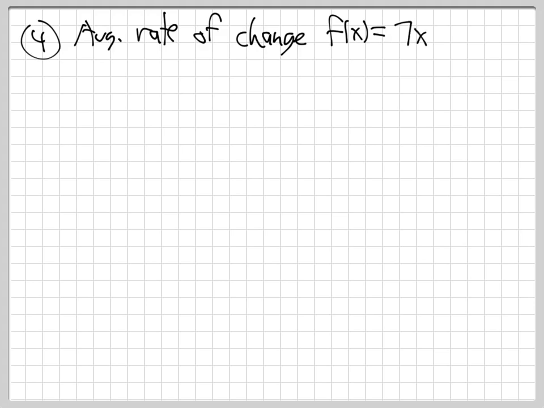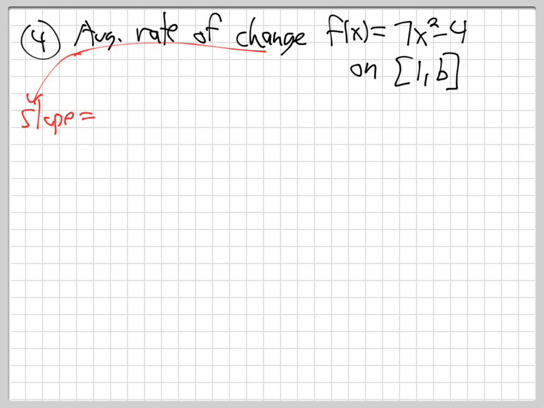Number 4 says again, average rate of change for the function f of x equals 7x squared minus 4 on the interval 1, comma b. So what do we do? Same thing. Whenever they say average rate of change, we use the slope formula, which is y2 minus y1 over x2 minus x1. Difference of y's over difference of x's, rise over run, they call it.